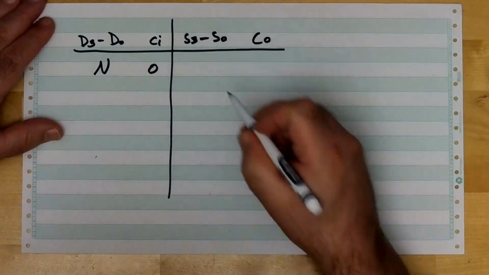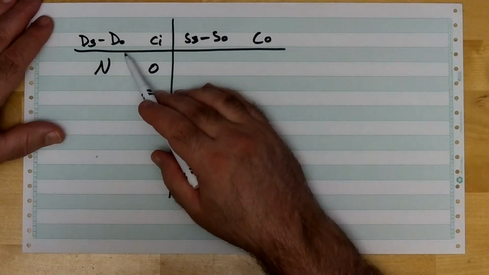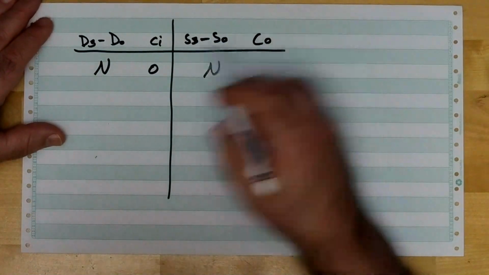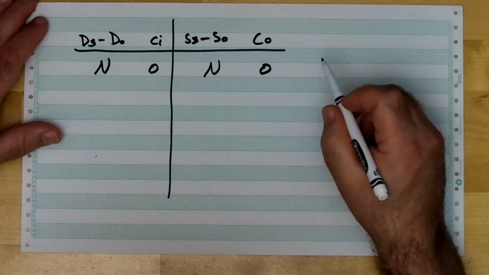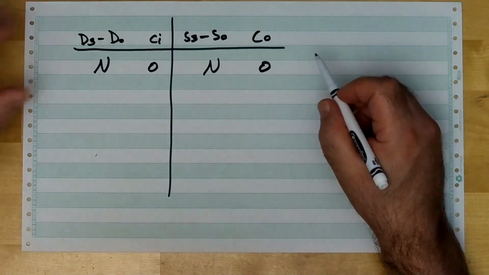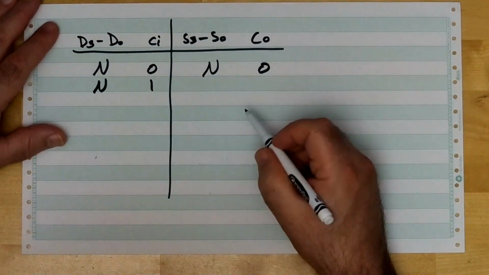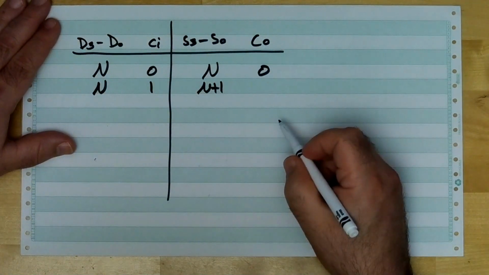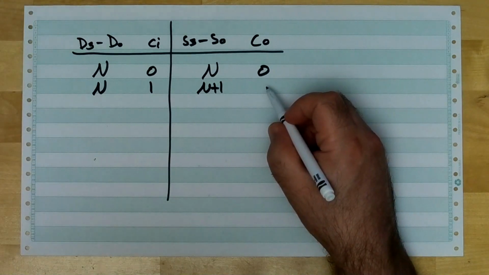If carry in is a 0, we know that whatever D3 down to D0 is, this 4-bit number is going to come out as the sum, because n plus 0 is n with 0 as a carry out. That's what we're going to get. Now I can say n with a carry input of 1. The sum would be n plus 1. And what would carry out then be?